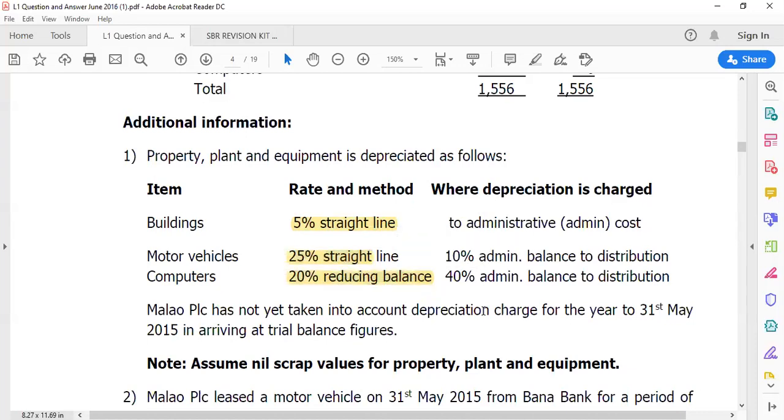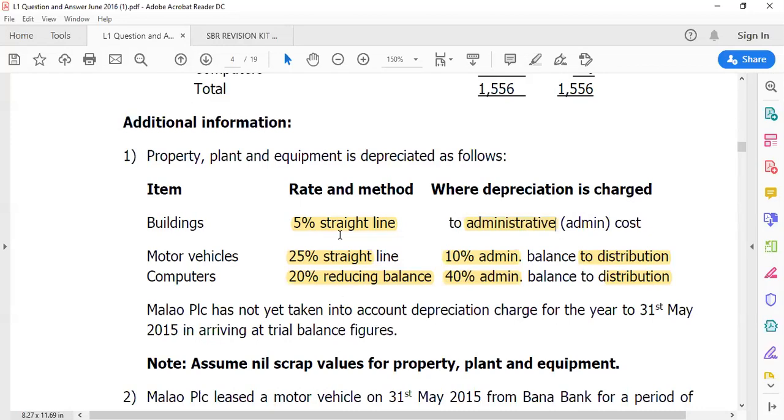Then what do you do when you work out the depreciation? Divide it. 40% should go to admin for the computers, and then the balance should go to distribution. So from the total DIP, when you work it out on 20%, 40% goes to admin, 60% goes to distribution. 10% goes to admin under motor vehicles, balance to distribution. And then under buildings, all the DIP goes to admin. Seriously, these are easy marks. So let's work them out.